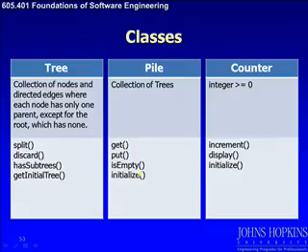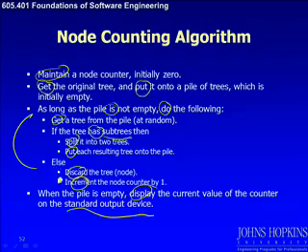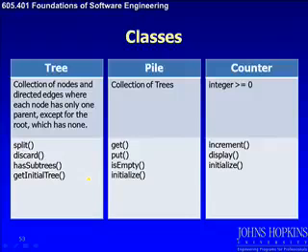The controller would send the message, has subtrees, to that tree. The tree would tell it whether or not it had any subtrees. And if it did, the controller would say to that tree, split yourself. If that tree didn't have any subtrees, then the controller would say to that tree, discard yourself. And then also the controller would send a message to the counter, increment yourself.